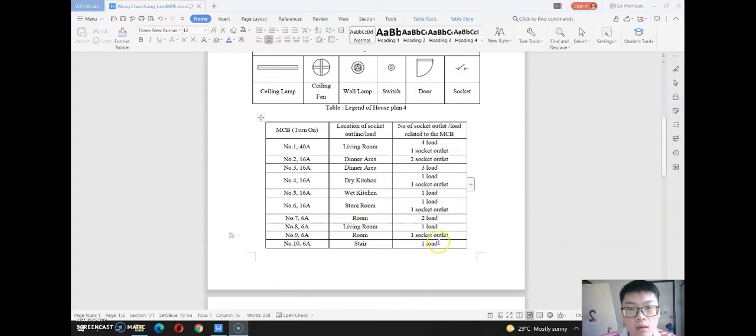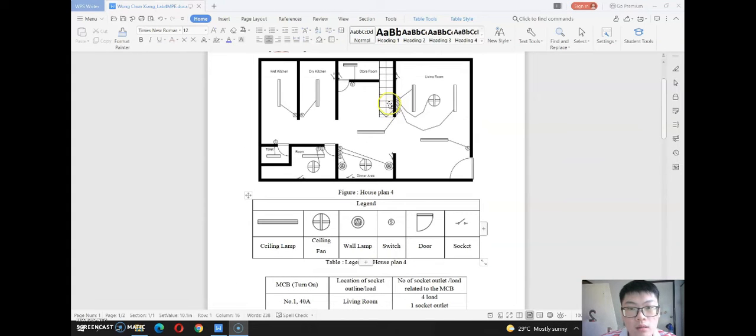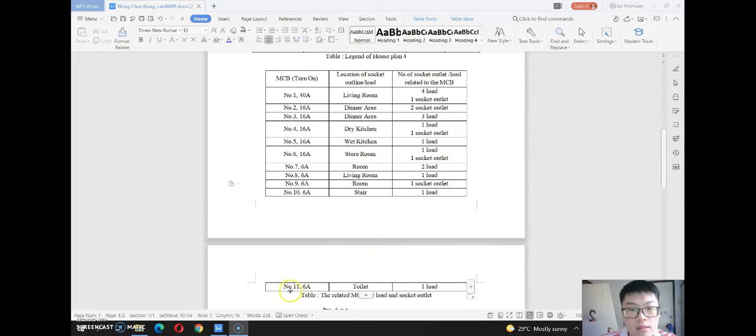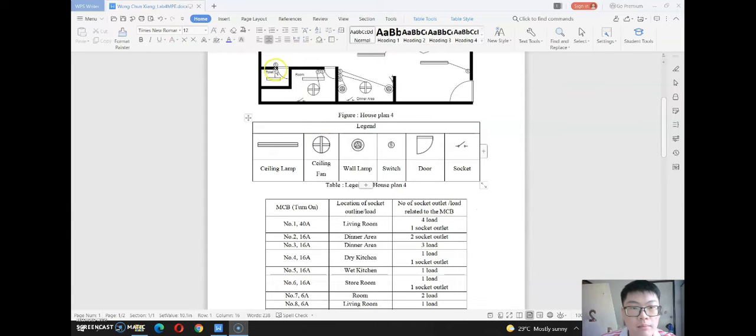Next is the stair, 1 load here. It controls the two-way lamps on the first floor. Next is number 11 MCB. It controls the toilet, 1 load, which is the lamp here.